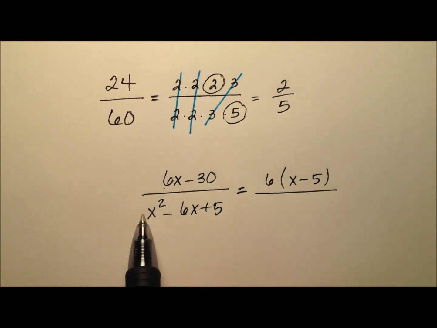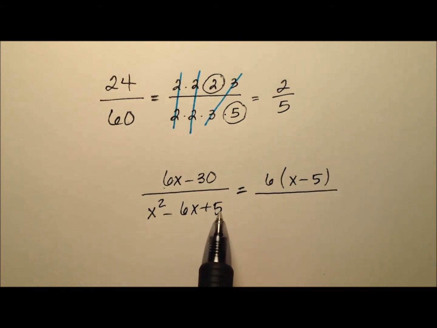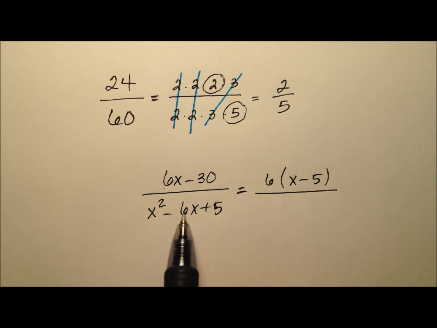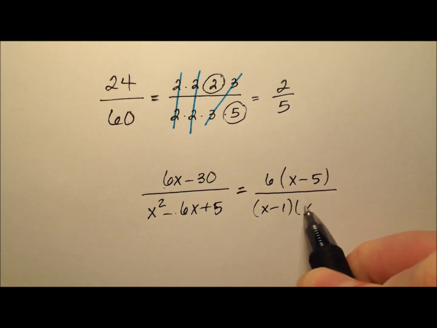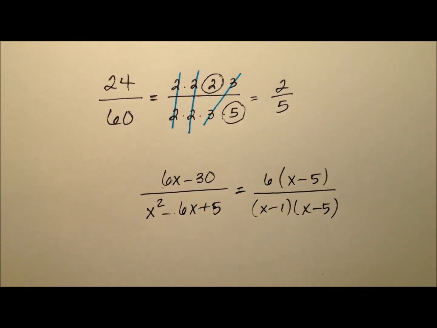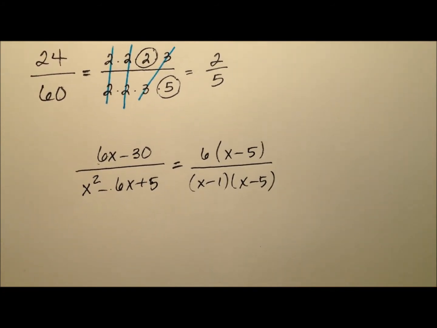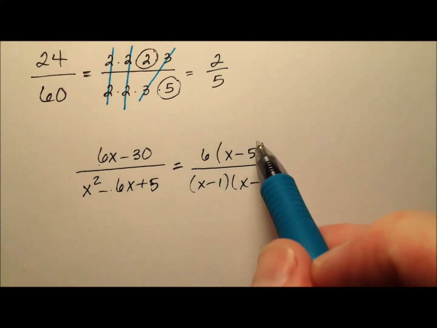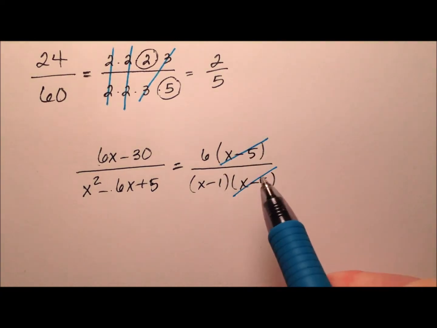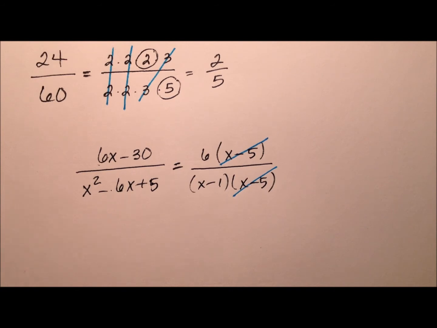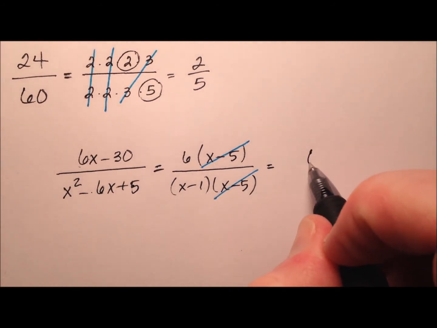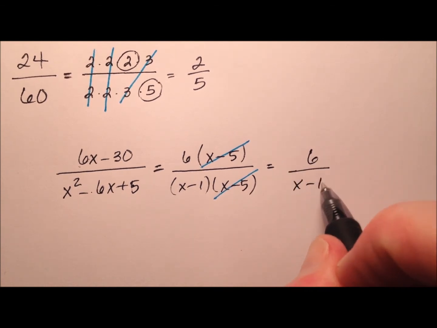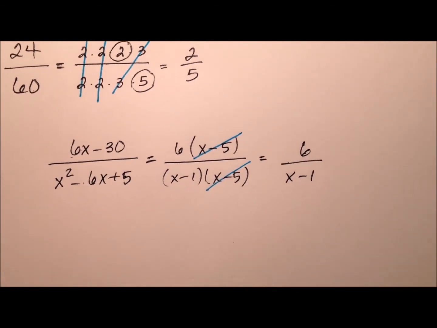In the denominator, it looks like I have a quadratic trinomial. So what two numbers multiply to make 5 that add to make 6? Well, it looks like x minus 1 and x minus 5. So do they share a common factor? Well, yes, they do. This x minus 5, right? So when I cancel that x minus 5 out, what do I have left over? Well, 6 over x minus 1.